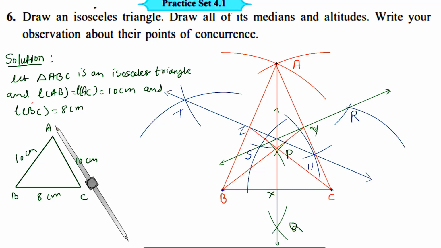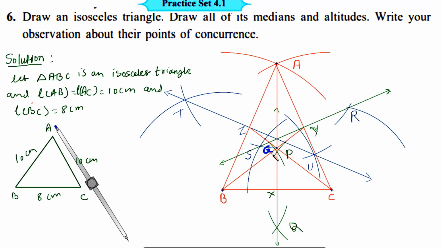Segment CZ is the median of triangle ABC from the vertex C to the opposite side AB. Here we see that all three medians intersect at one point. Therefore, the three medians of a triangle are concurrent. Their point of concurrence is called the centroid and is denoted by the letter G. This point of concurrence is the centroid of the triangle ABC.